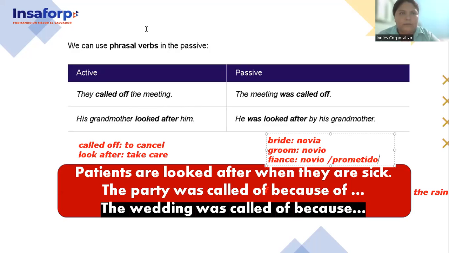So what do you think? So why was the wedding called off? I don't know how to say it. Okay. Let's see. Ready with your examples. Let's see. Edgar, Fernando, Portillo, Edgar. Okay, the bride, because the bride ran away, Sara. Okay, nice, Sara. She escaped.